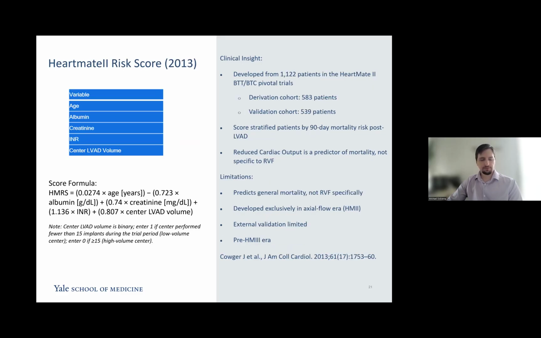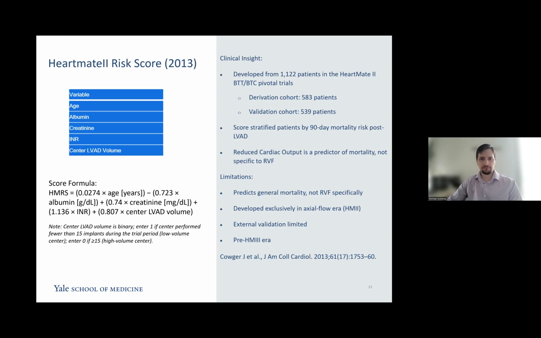Also published in 2013 was the HeartMate 2 risk score. The variables included were age, albumin, creatinine, INR, and center LVAD volume, which they defined as greater than or equal to 15 implants per year. It was actually pretty large. It was originally developed from a sample size of 1,122 patients with HeartMate 2s. They broke it down into a derivation cohort of 583 and a validation cohort of 539.